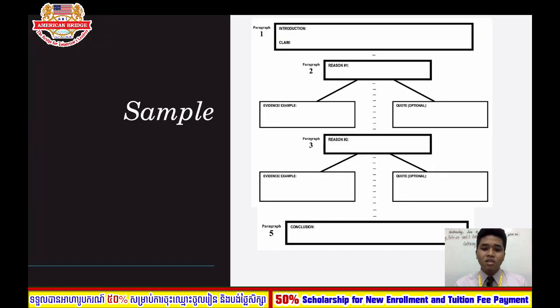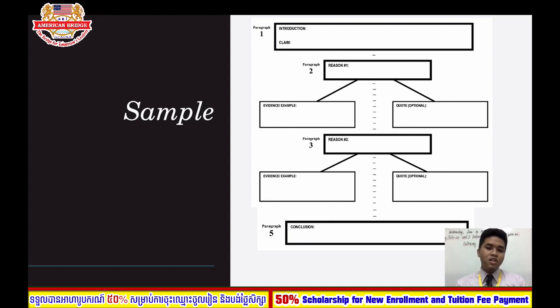So here is one of the sample outlines that I found on the internet, and I find it very helpful for you in order to apply for your writing course. Here, as I said, an outline is a short paragraph. You need to write only one or two sentences. That is okay. That is enough for you to start your writing.